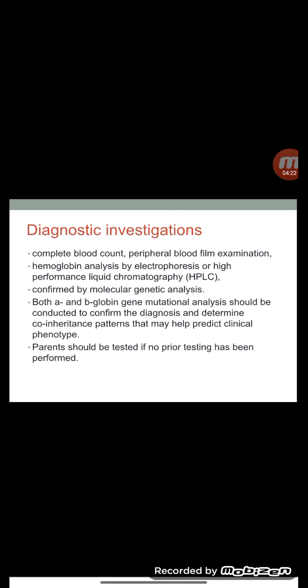So whenever you suspect any hemoglobin error, the first tests are done using a blood sample. These tests are done on the blood sample: complete blood count, peripheral film examination, hemoglobin analysis by electrophoresis or HPLC. HPLC is the most common method done nowadays because electrophoresis is more cumbersome and more technically challenging.